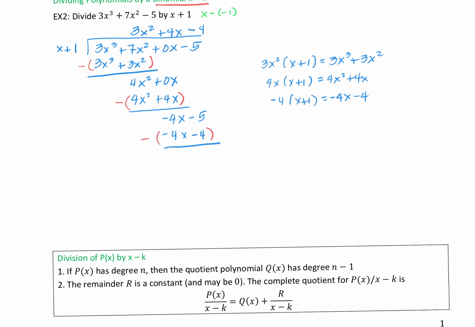Negative 4x minus a negative 4x would be negative 4x plus 4x, that's 0. Negative 5 minus a negative 4 is negative 5 plus 4, which would be a negative 1. And we can't go any further because the negative 1 is too small. The x plus 1 is of a larger degree. So this negative 1 is our remainder, and we're going to use r for remainder.